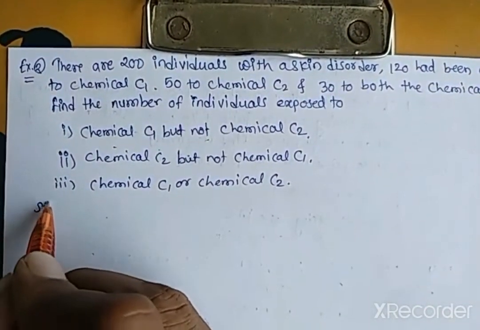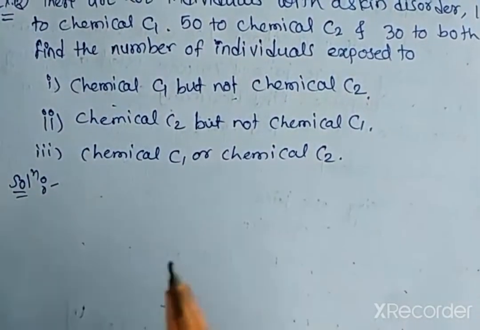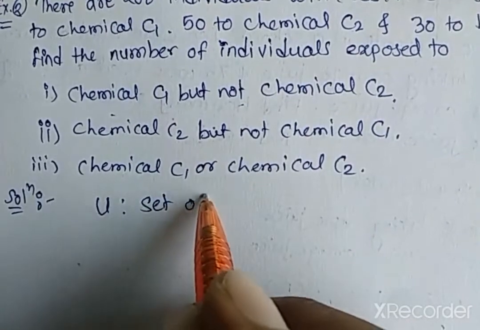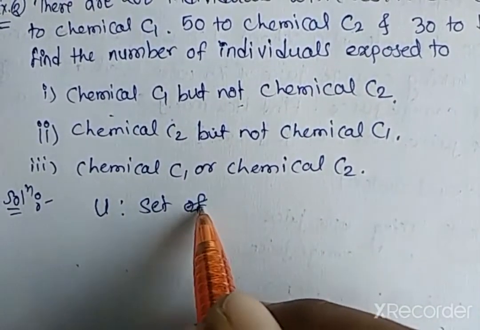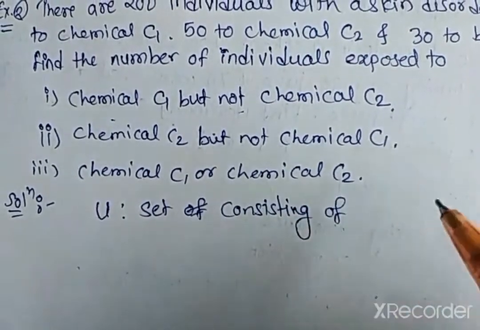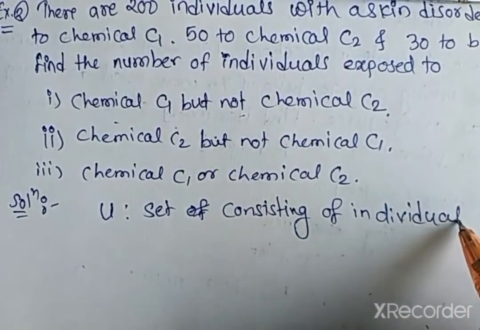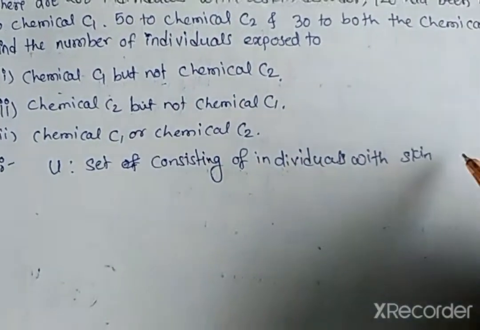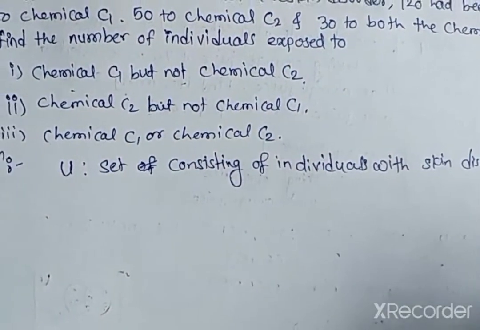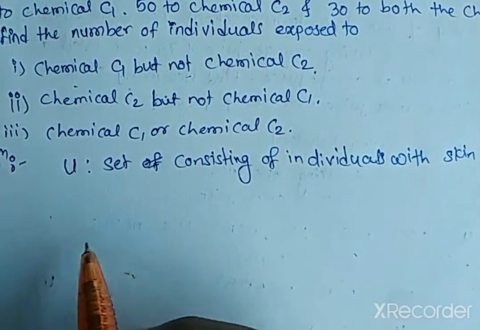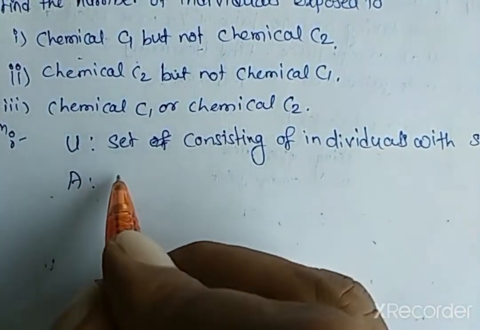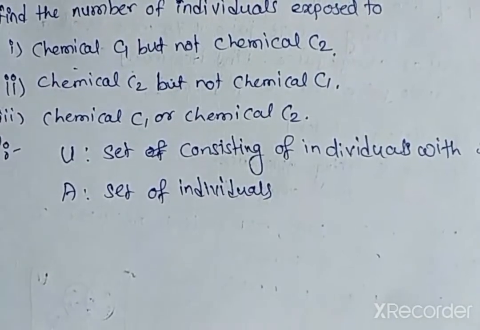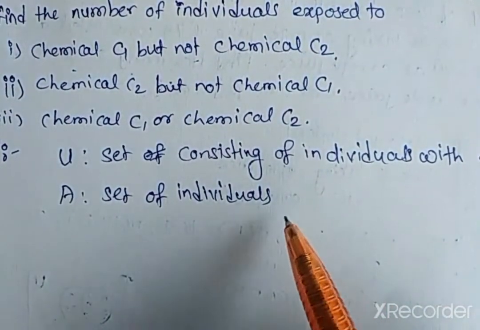So in the solution, first we have to define a universal set. Let U be the universal set. U is a universal set consisting of individuals with skin disorder. Okay, next we define set A, the set of individuals exposed to chemical C1.